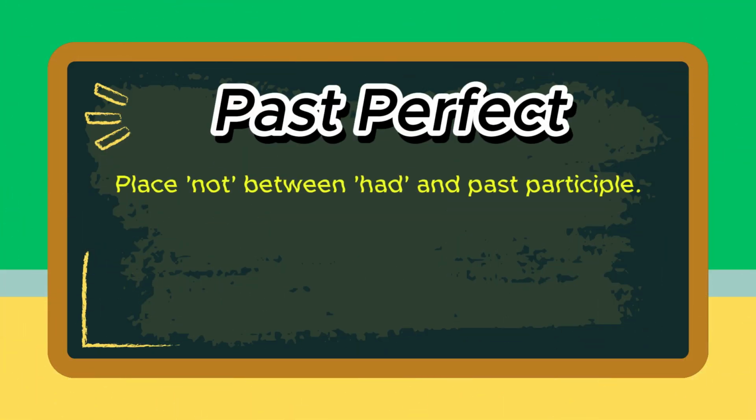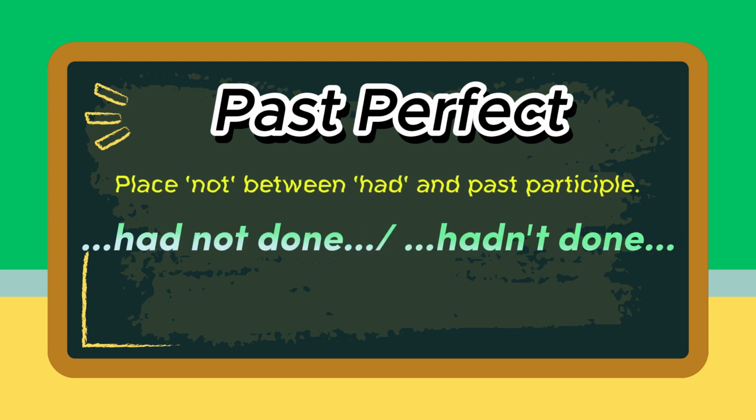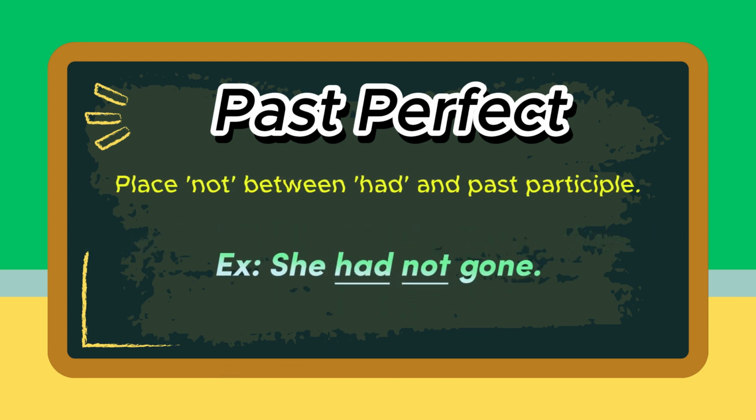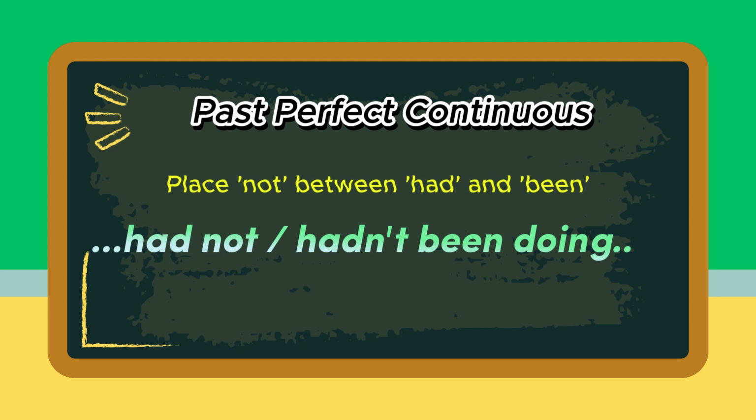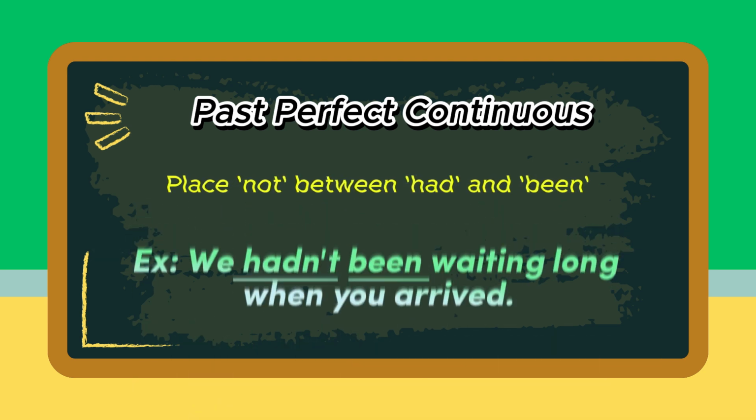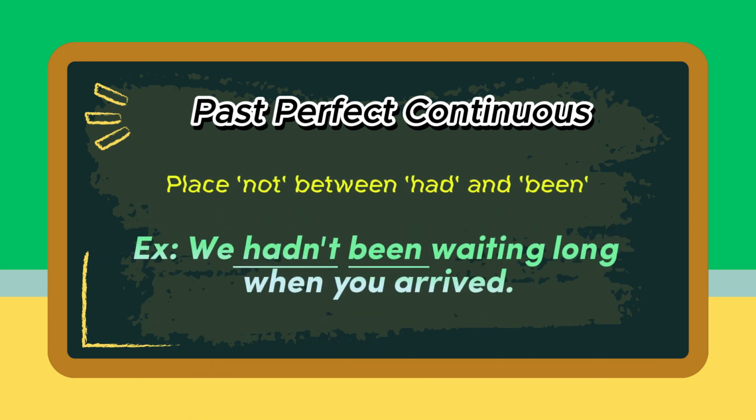Past perfect. Place not between had and past participle. Had not done, or hadn't done. Example, she had not gone. Past perfect continuous. Place not between had and been. Example, we hadn't been waiting long when you arrived.